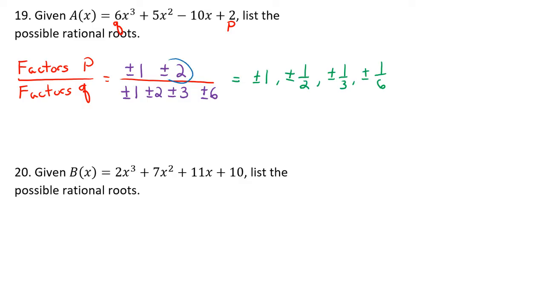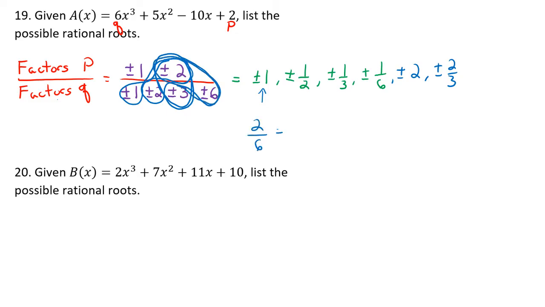All right, so now I'm going to go 2 divided by 1, which is just 2. Then 2 divided by 2 is 1, so I don't need to write it again. Then you have 2 divided by 3, so you have 2/3. And then you have 2 divided by 6. Well, 2 over 6 is really 1/3 if you reduce the fraction. We've already got 1/3 right there. We do not need to write it again. And now we've made the list of our possible rational roots.